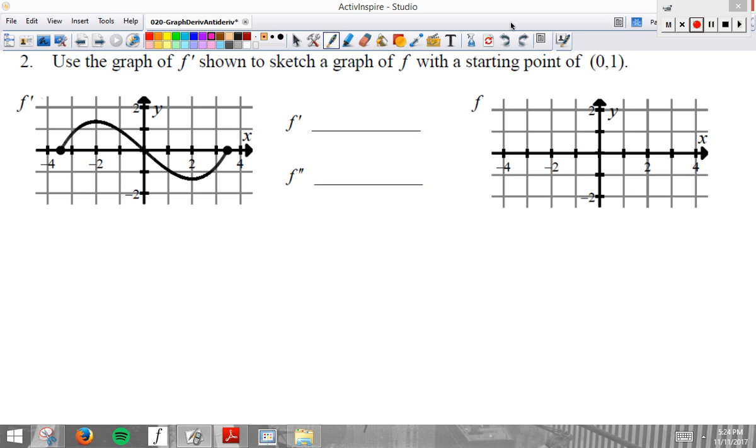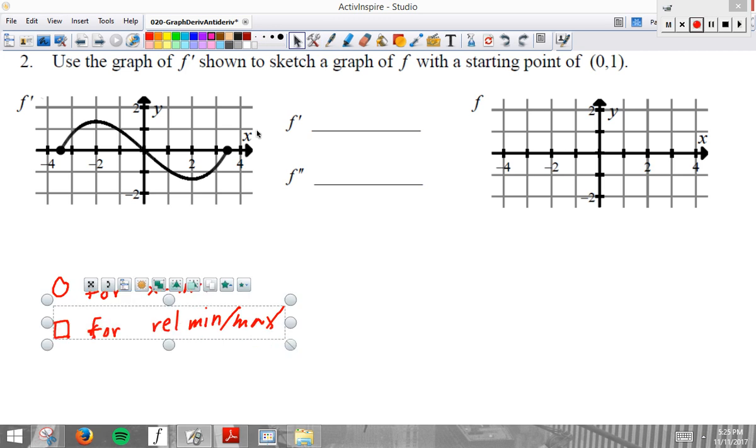Now, throughout this video, I'm going to use circles for x-intercepts. Okay? And I'm going to box any relative mins and maxes I see, just to help me keep organized. I'll probably use different colors, so let's just pick a different color than red. Blue.